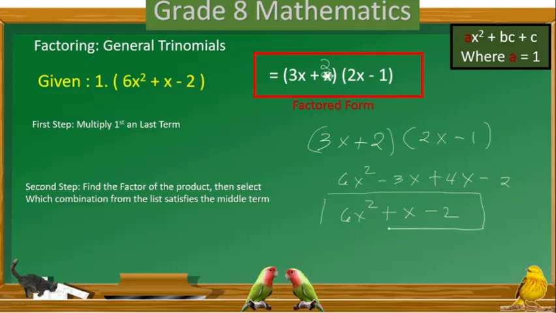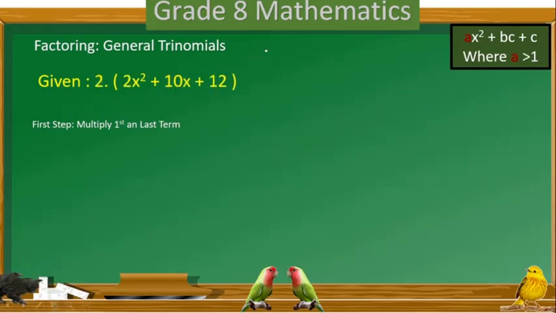Okay, look at the answer. Look at the product. Is it the same with the given? If it is the same, then our answer is correct. Yes. Okay. Number 2. The given is 2x squared plus 10x plus 12.